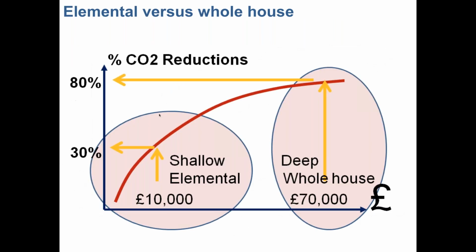So what we have is this relationship of the shallow elemental retrofits costing up to £10,000, say, getting about 30% savings, and the deep whole house retrofits getting 80% savings, but really too expensive. So our aim was to try and reduce the cost of these deep whole house retrofits and still get that sort of level of savings that we really need to achieve our CO2 targets.